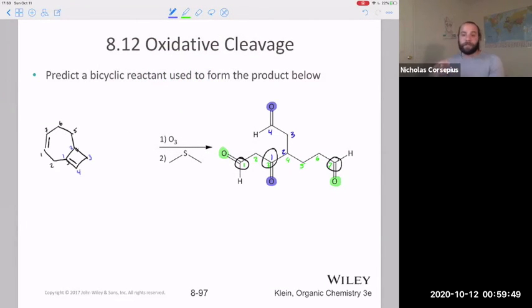All right, so definitely with these ones, what can be harder is when you have this big, ugly product like this and you're trying to work backwards. There's not always just one right answer, especially if it's complicated like this. You might be able to find multiple bicyclics that would lead you to the same product.